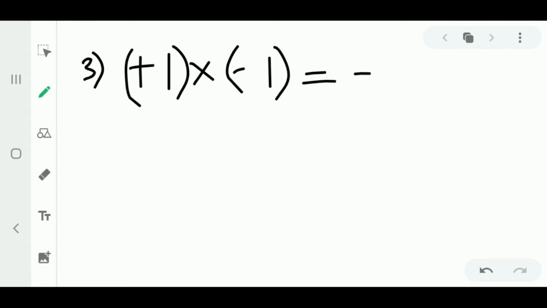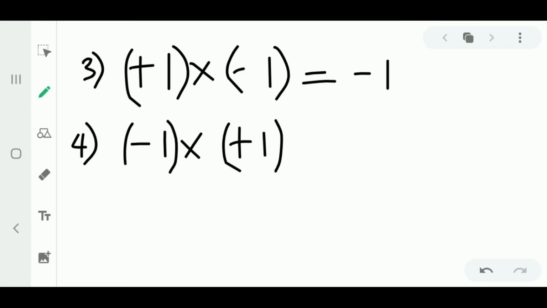Number 3, let's say we have plus 1 times minus 1. A positive times a negative gives you a negative. 4, negative 1 times positive 1. This is basically the same thing, we just rearranged it. You're still going to get a negative 1. So once the signs are different and you're multiplying, you're going to get a negative. The same also applies for division.